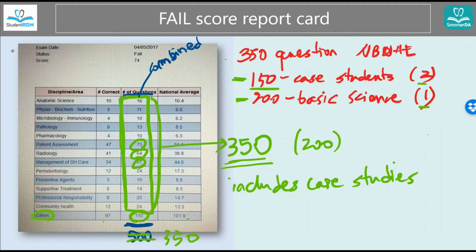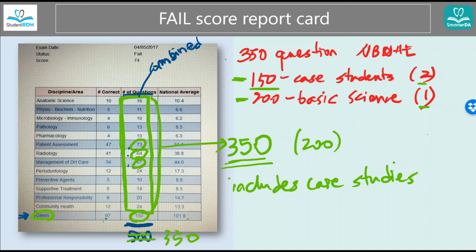And this really tells you, hey, I should just study a little more about patient assessment, radiology, and dental hygiene management, which I call process of care. So this is how you read it. Now this is like a bonus, saying, hey, in case studies, this is my score. But understand again that it's already reflected in here.